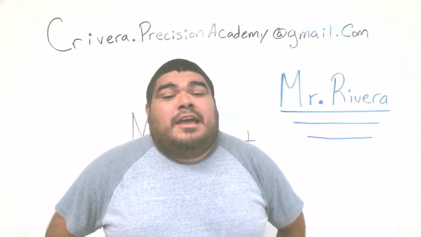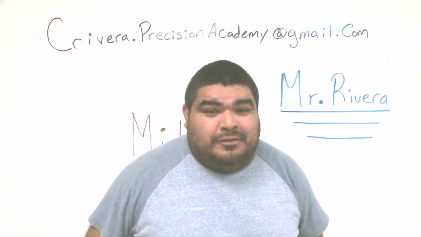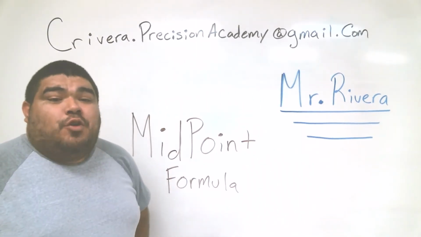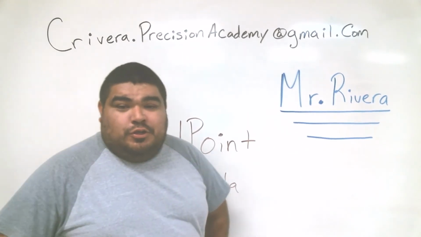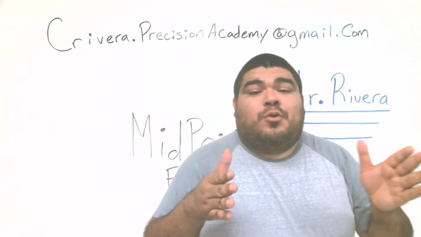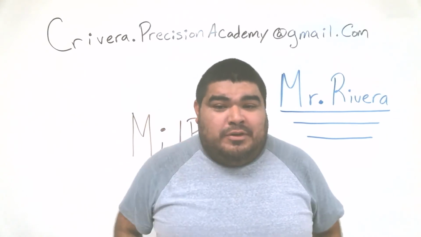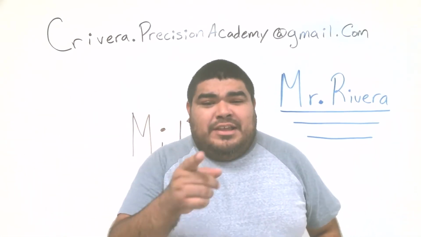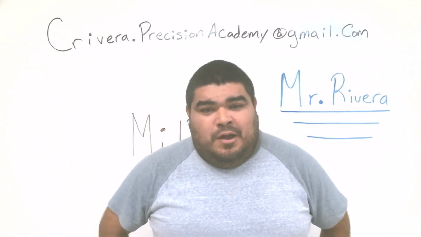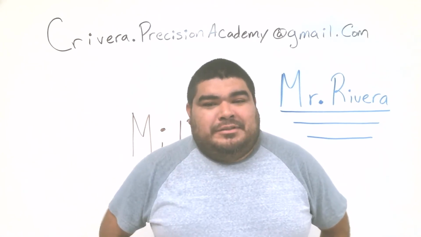So, the title of today's concept is called Midpoint Formula. It's a specific formula we use to find a halfway point between 2 points. Remember, last class we found the distance. Now we're only going to go halfway. So, let's start on today's concept.